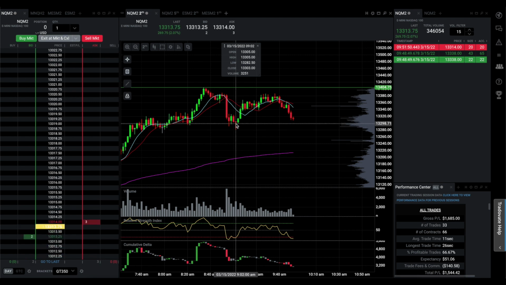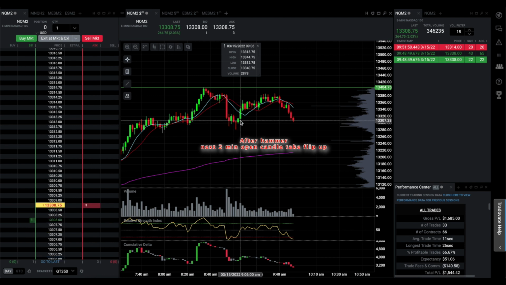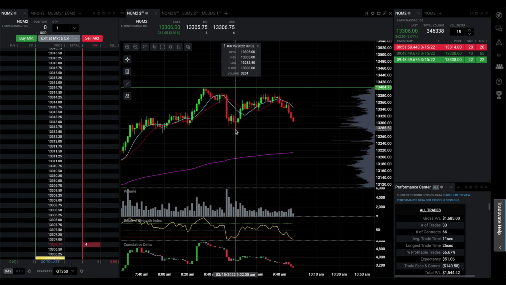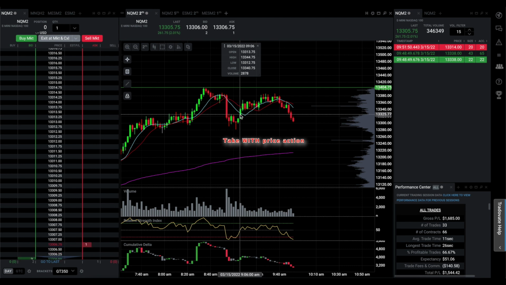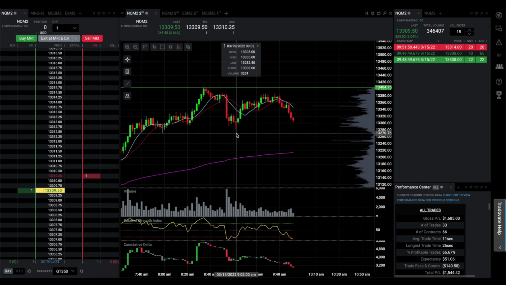So this is a 2-minute chart. After this hammer I see, the next candle I'm looking to flip it up. Why? Because buyers are stepping in. To me, for lack of a better term, it's just stupid to try and flip it down when buyers just stepped in. You want to take it with the price action. And this candle opened at 03. The low is 99.75, so it's very quick sometimes, a few seconds. I see this hammer come in, I'm locked in, I'm looking for the long.